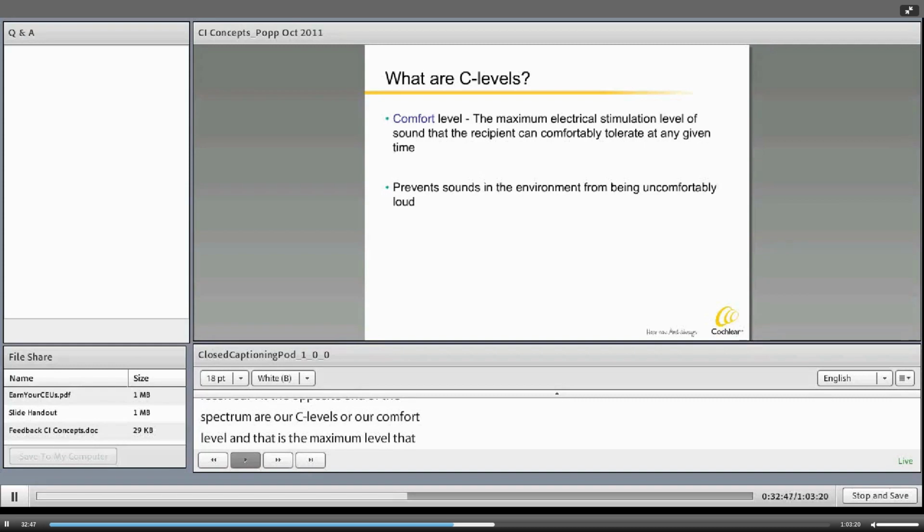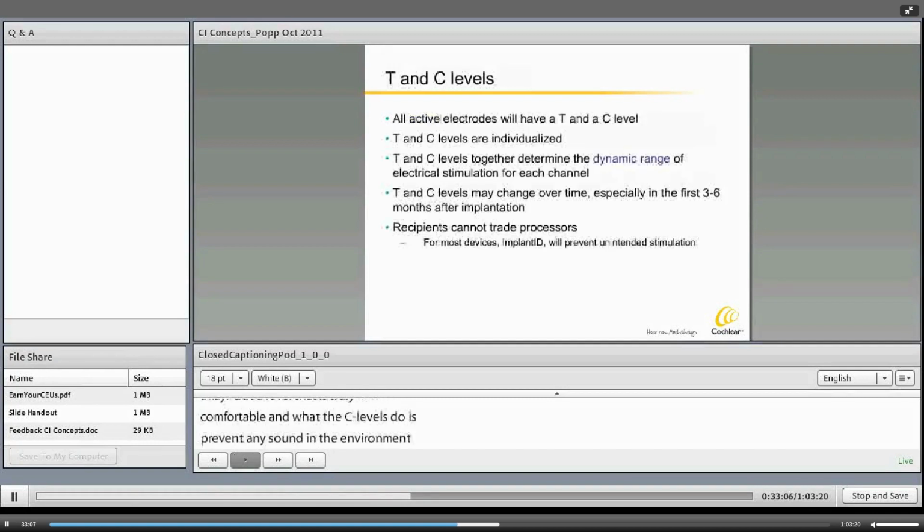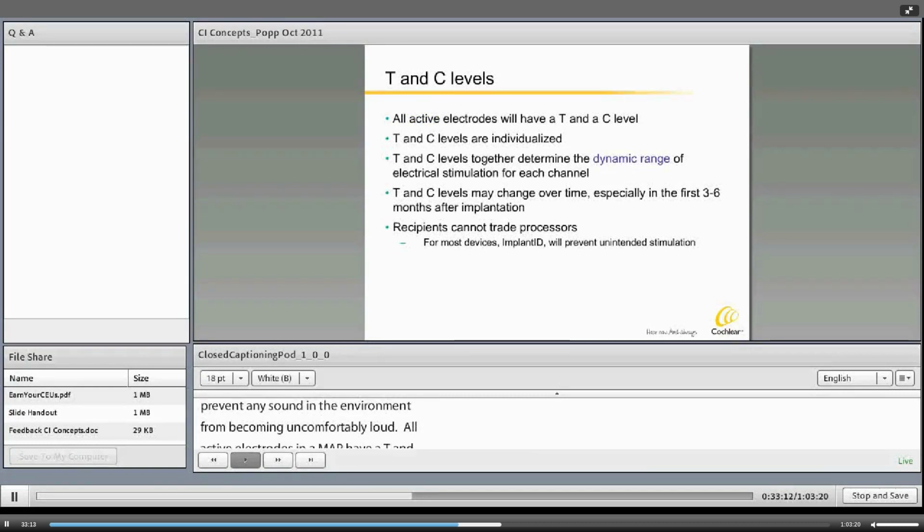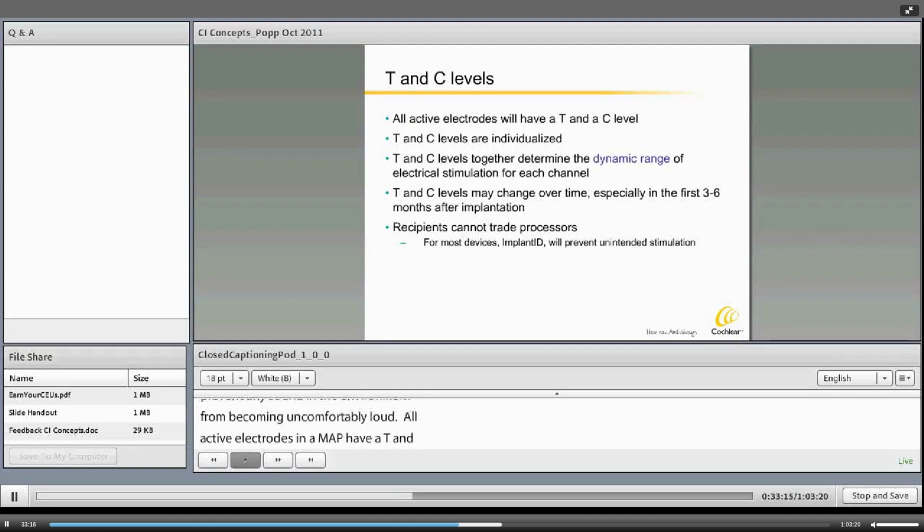At the opposite end of the spectrum are our C levels, or our comfort levels, and that is the maximum level that a recipient can comfortably tolerate at any given time. So it's not the level at which, with white knuckles and teeth gritted, they say, oh yeah, that's okay, but a level that is truly comfortable. And what the C levels do is prevent any sound in the environment from becoming uncomfortably loud.